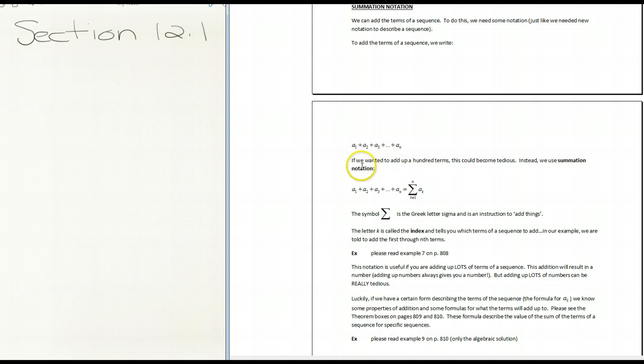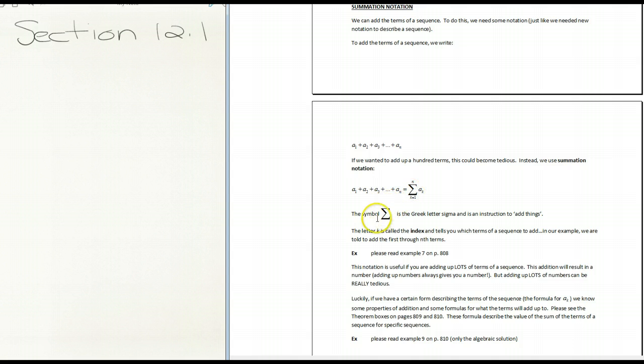All right, but this process can become kind of tedious, right? If we wanted to add up 100 terms, that gets to be a lot of addition operations. So instead of writing out A1 plus A2 plus A3 plus A4 plus A5 plus A6 all the way up to A100, we can compress that notation and make use of what's called summation notation. Okay, so we can denote this sum here, A1 through AN, by using this notation here. Okay, and this is called summation notation.